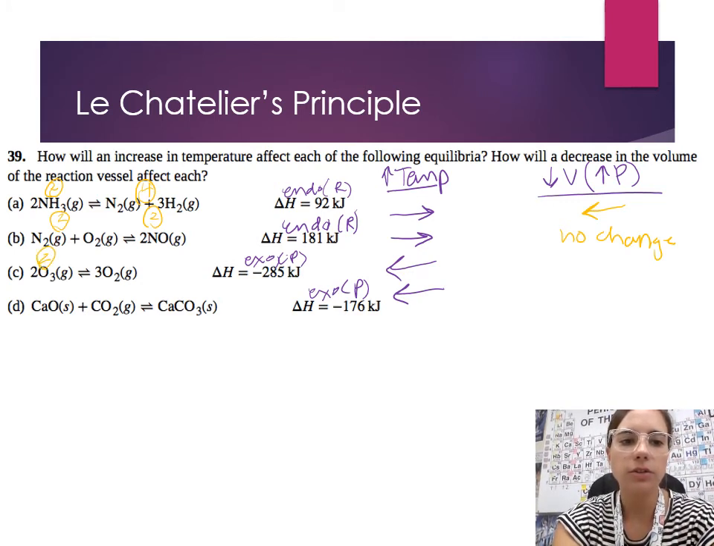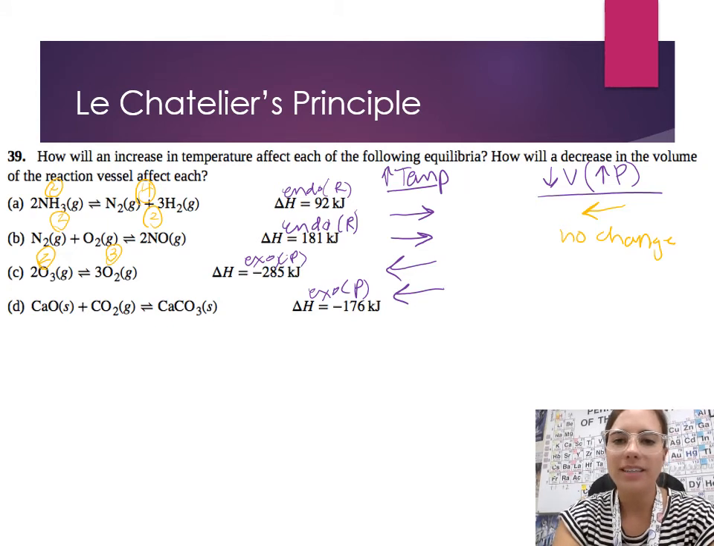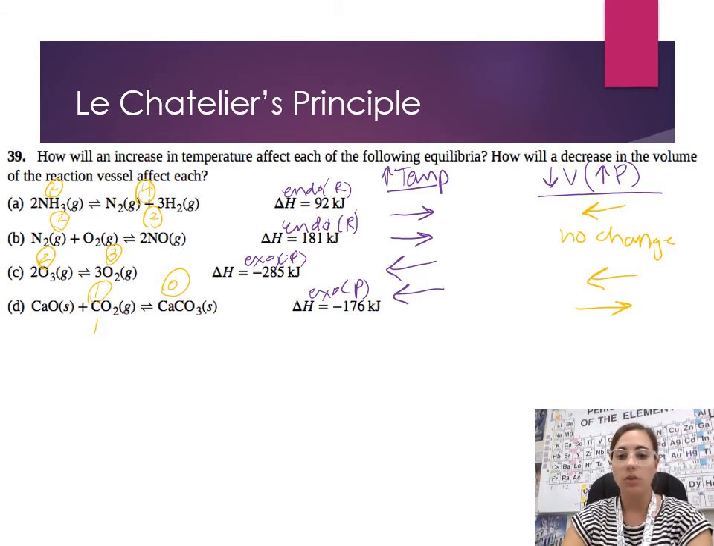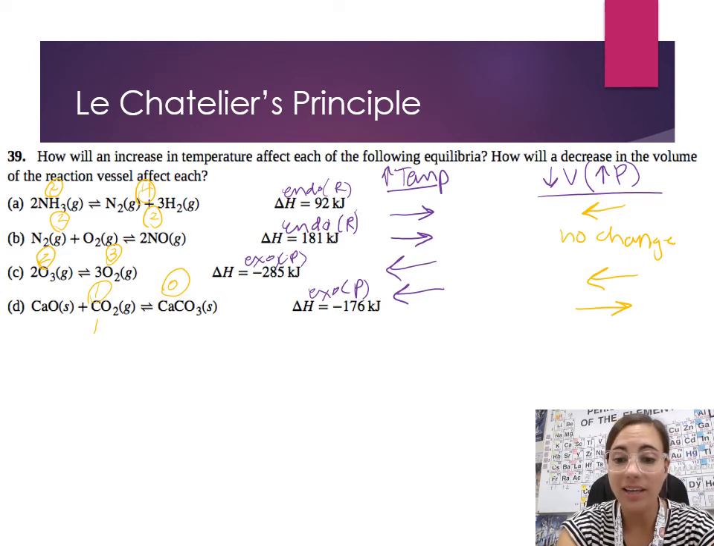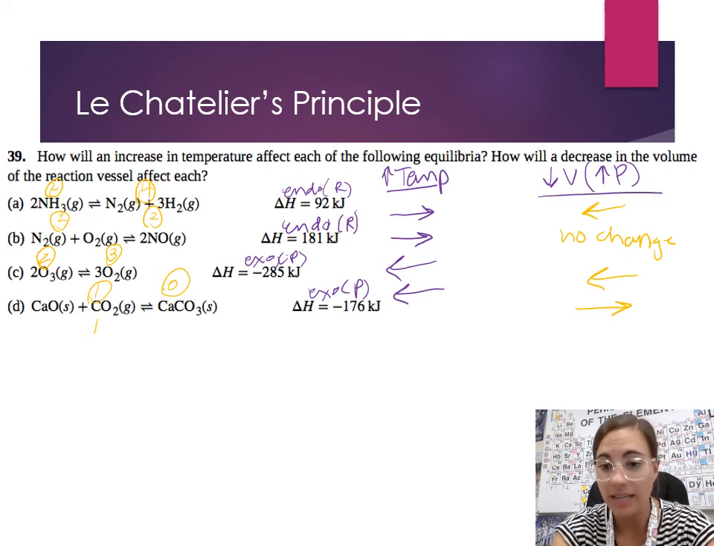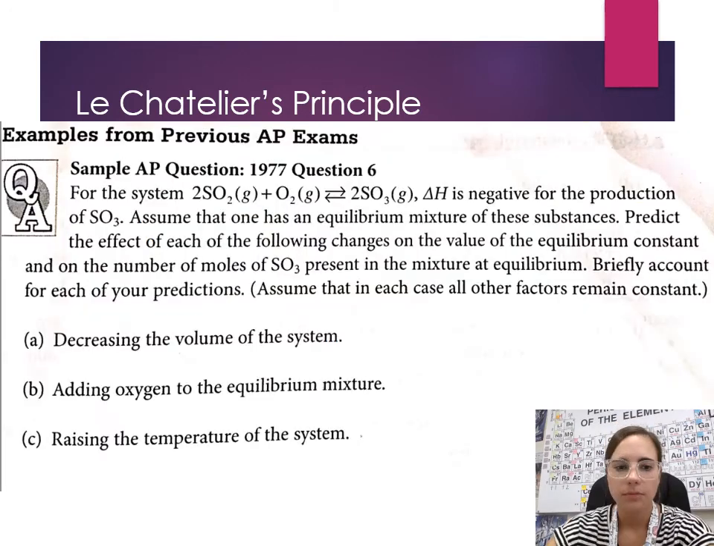For C, we have 2 and 3. So if I decrease the volume, increase the pressure, go to the side with fewer gas molecules, that's going to be shifting left. And then here we have 1 gas molecule in the reactants and no gas molecule in the products. So if I need to go to the side with fewer gas molecules, that's going to be to the right. So we can still consider equations that have solids in them, but when counting gas molecules, we only count the gaseous substances. All right, last question.